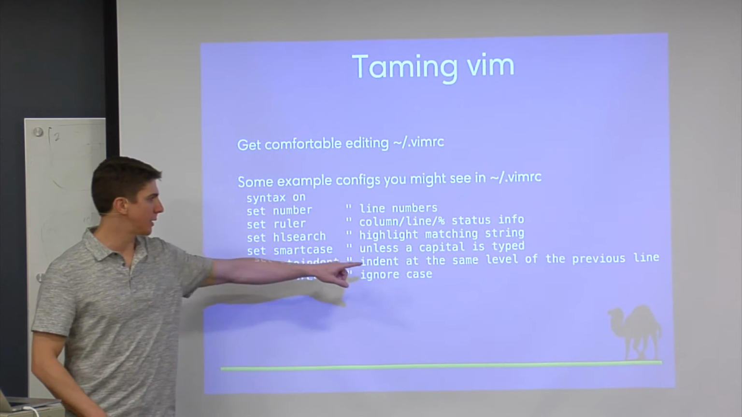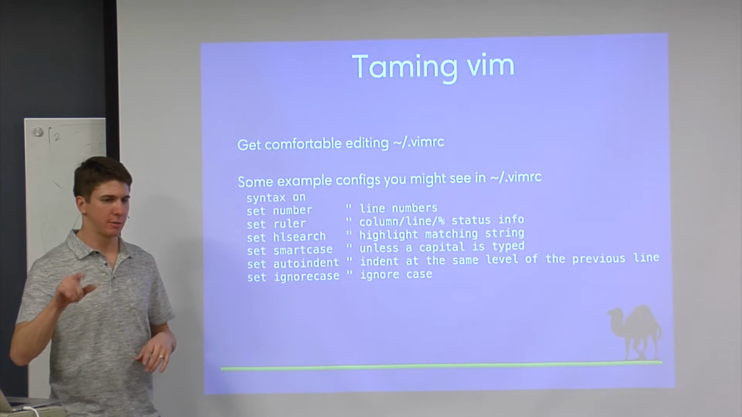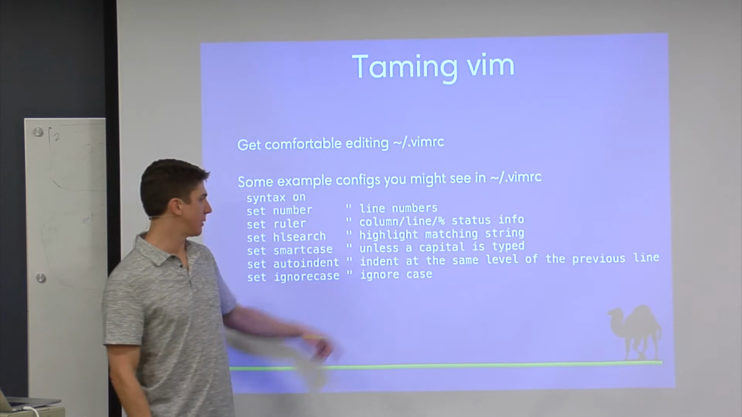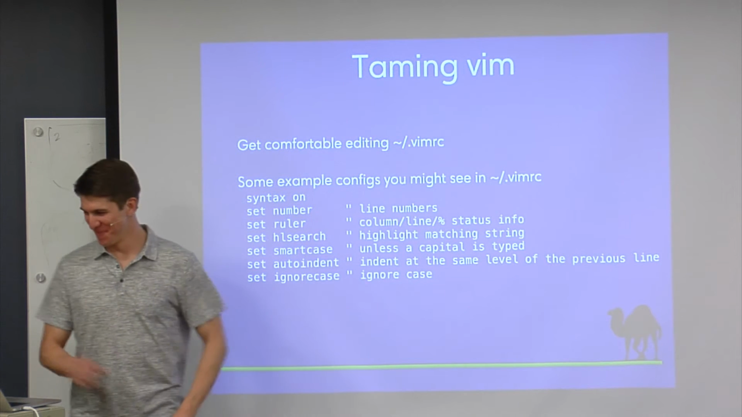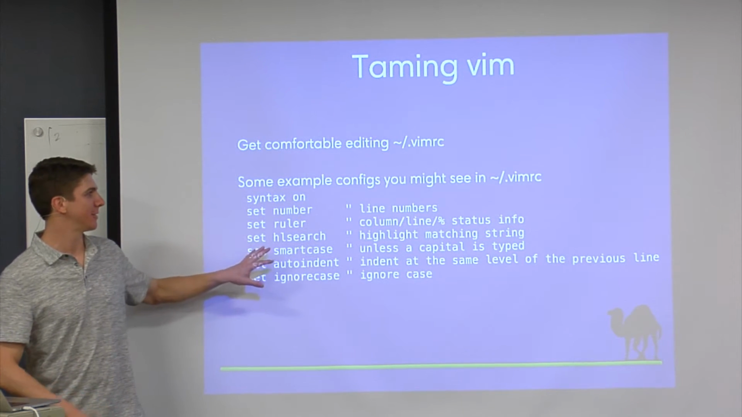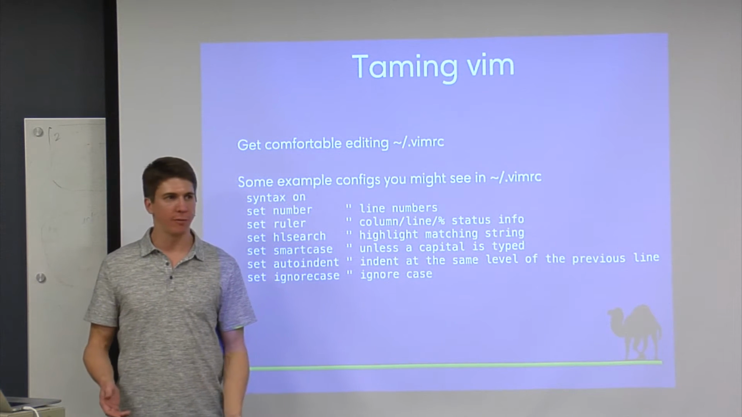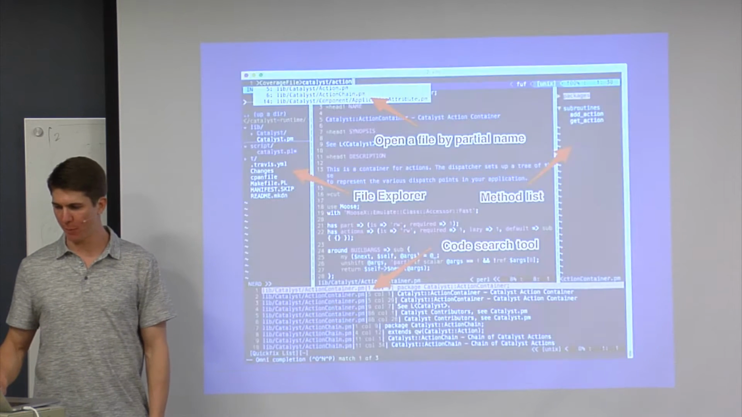Auto indenting: if you tab in and type some stuff and hit enter, it'll tab in on your next line too, so it auto indents for you. Ignore case ignores case when you're searching. So really basic stuff. There are probably thousands of these, and these are just a few of the most basic ones. But the idea is to get comfortable with that. Get a few that you're familiar with, and you're like, oh yeah, I want that. I want to be able to have that in my editor.